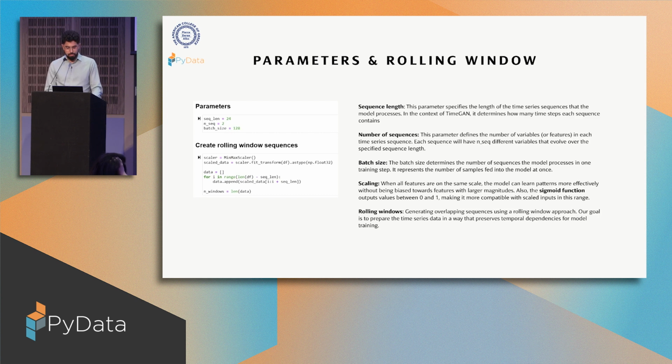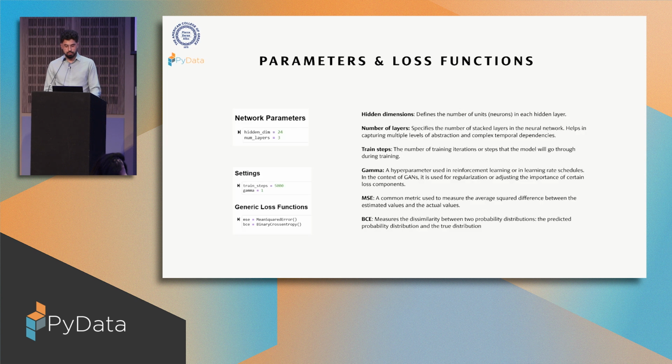Finally, the rolling window, which is one of the most important parts of this model in order to be able to create time series GANs, generates overlapping sequences using a rolling window approach. Our goal is to prepare the time series data in a way that preserves temporal dependencies for model training.